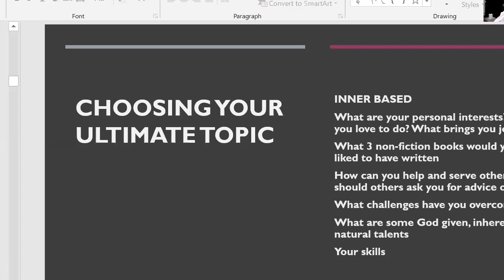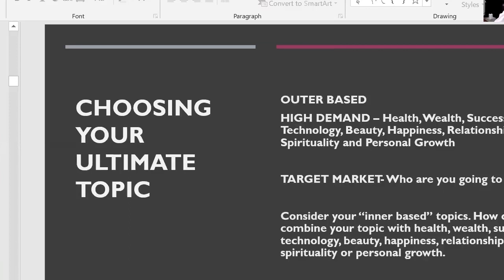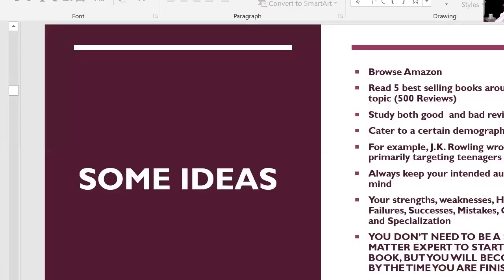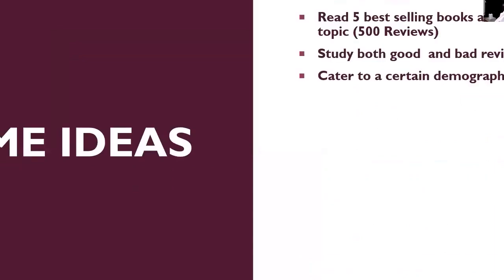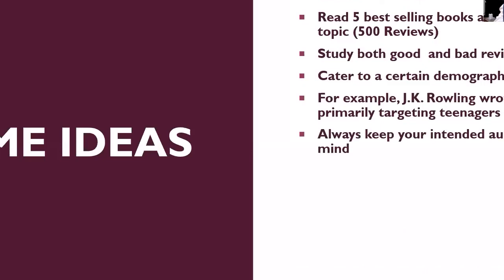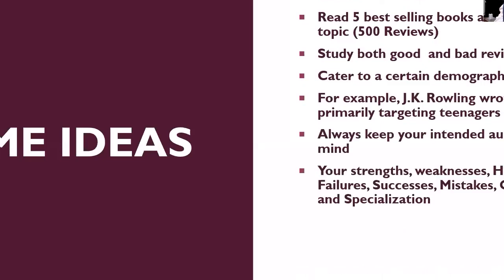Okay, so everyone clear on this, how to find inner base, outer base, research on Amazon on the commercial basis, some ideas here. Everyone clear, type clear in the comment box. Note 5 best-selling books around your topic, and it should have 500 plus reviews. 10-15% here and there doesn't matter, but should be 400-500 reviews. That means people are liking it, loving it, buying it, paying money for it. Study both good and bad reviews, cater to a certain demographic, and always keep your intended audience in mind.